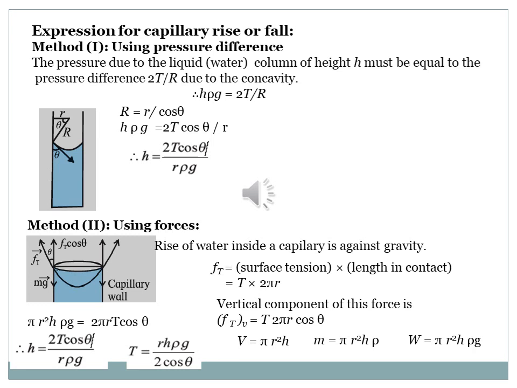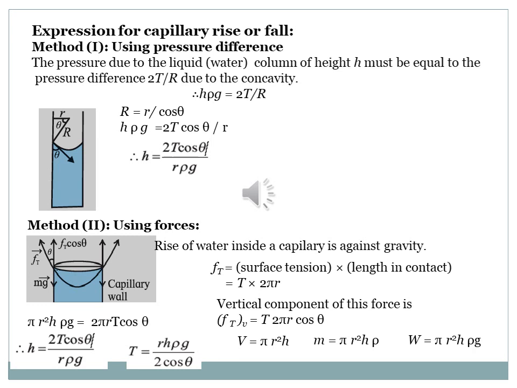By putting the value of capital R in the above equation, what can we get? h rho g is equal to 2T cos theta divided by r, because instead of capital R, we put r upon cos theta. As r is in the denominator, it completely becomes reversed, so cos theta comes in the numerator and small r goes in the denominator. So h rho g is equal to 2T cos theta upon r. By using this equation, you can directly find the value for h.